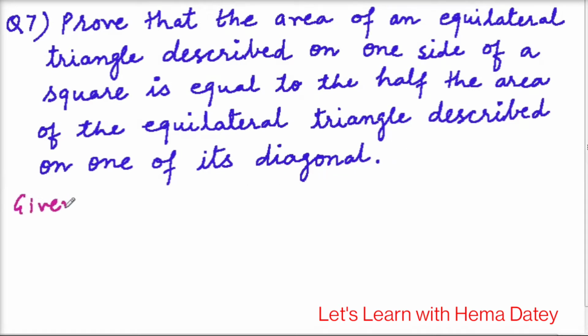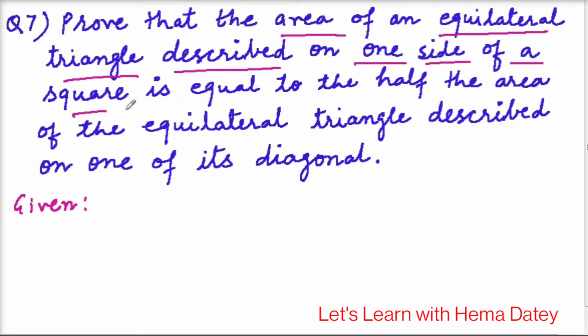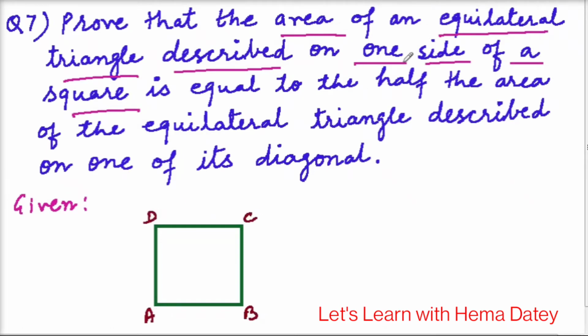So we are given, let's read the question again. The area of an equilateral triangle described on one side of a square. So we are given a square. Let's draw a square. Now give the names to the vertices of the square: A, B, C and D.